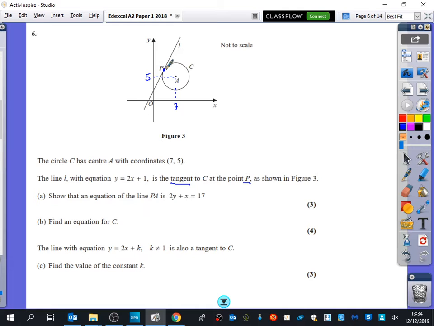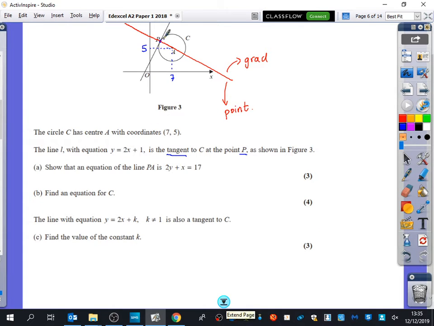Show that an equation of the line PA is this. Let's just add that onto our diagram for a second. We're trying to find out what the line PA is. So in order to do that, I need to know 2 things. I need to know its gradient, and I need to know a point that it passes through. Well, the gradient should be something I can find really quickly because I know these 2 lines here are at right angles to each other.